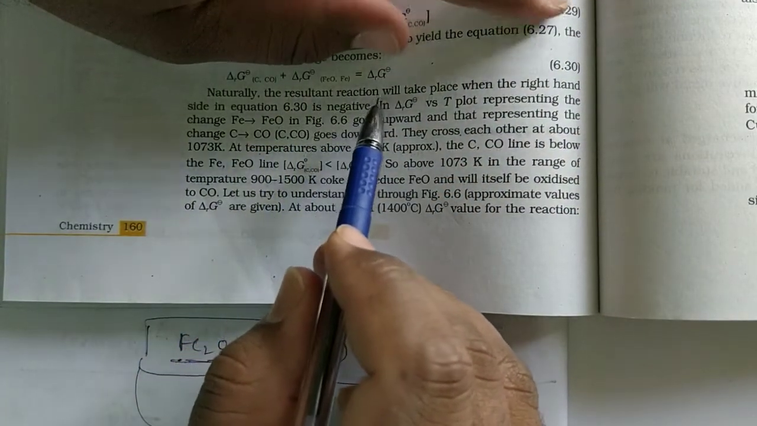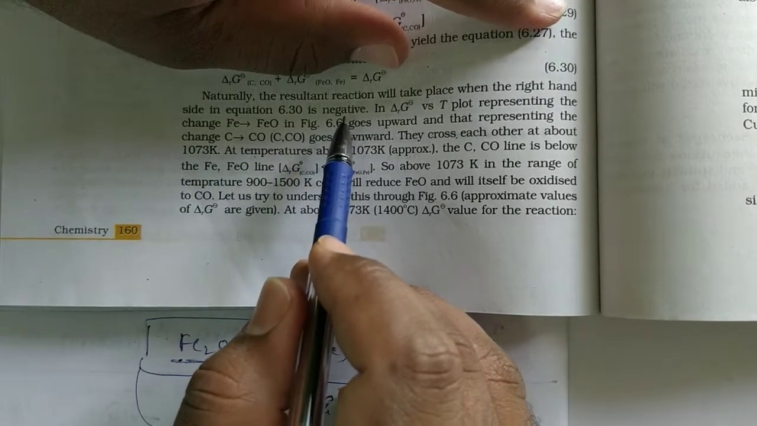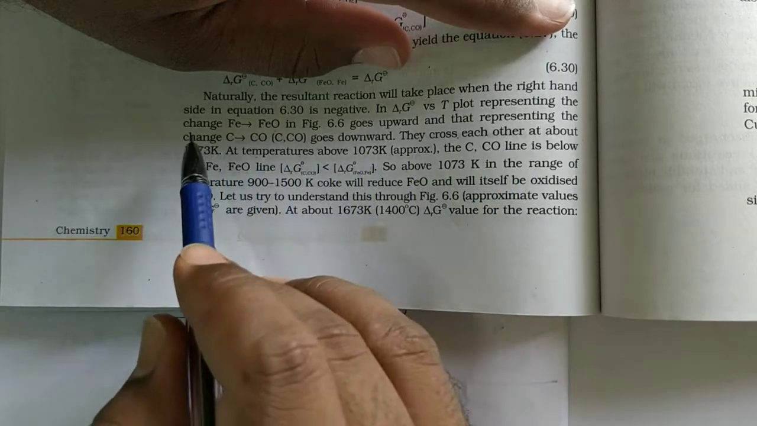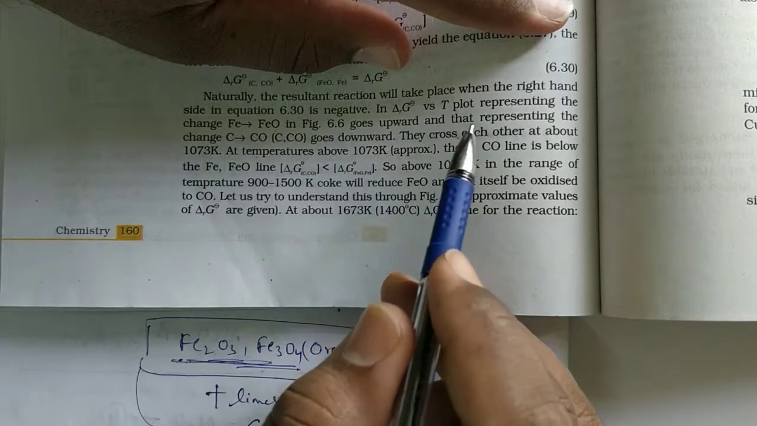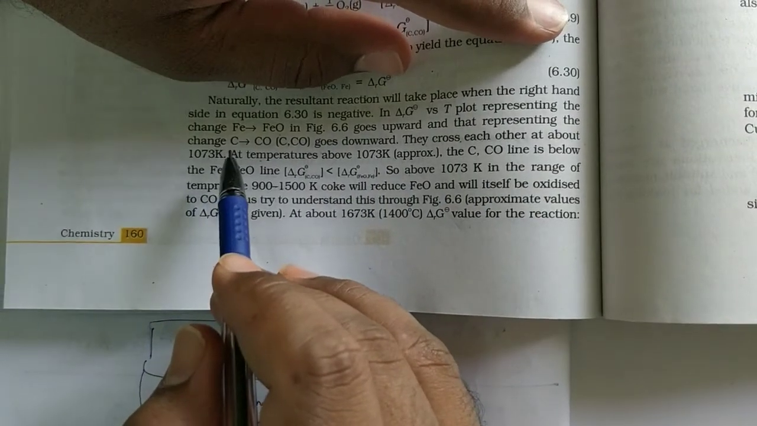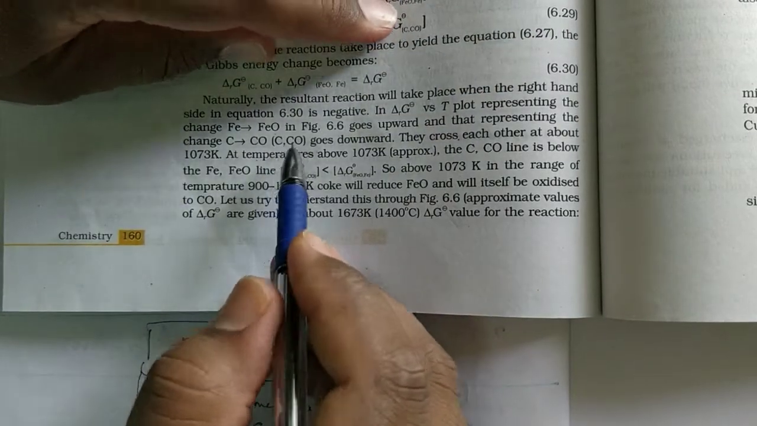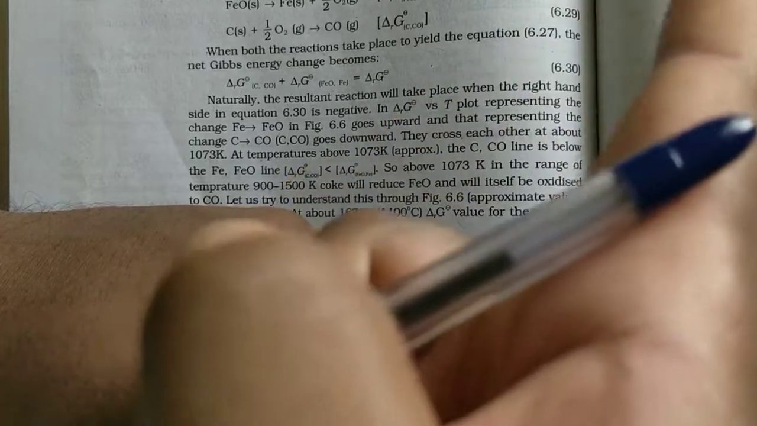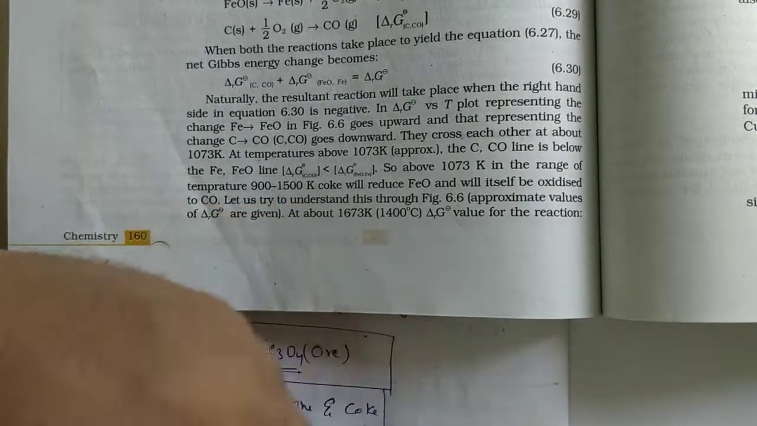Naturally, the resultant reaction will take place when the right hand side in equation 6.3 is negative. That one only we told. In the delta G versus T plot, the change Fe to FeO goes upward, and the change C to CO goes downward. That means the C, CO line should go down, and the Fe, FeO line should go above. Right side of that point of intersection only we have to select the temperature range.